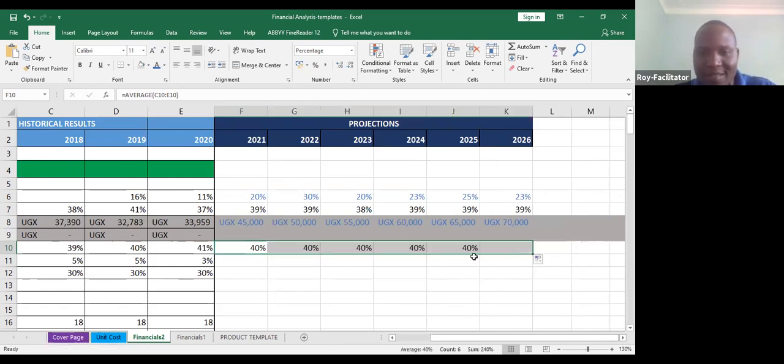I'm expanding the same formula that I've done, and that's what it is.